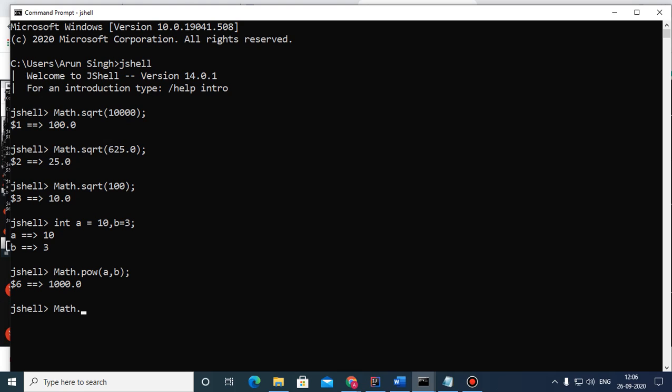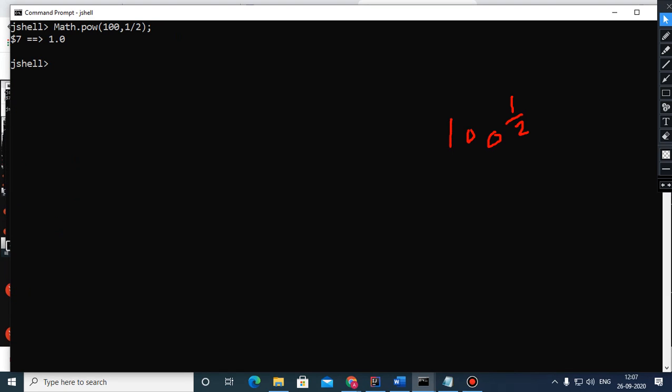Okay. Now here if I am writing math.pow 100 comma 1 by 2, what will be the answer? This is actually 100 raised to the power 1 by 2. Answer, children, here the answer will not be 10.0. The answer will be 1.0.